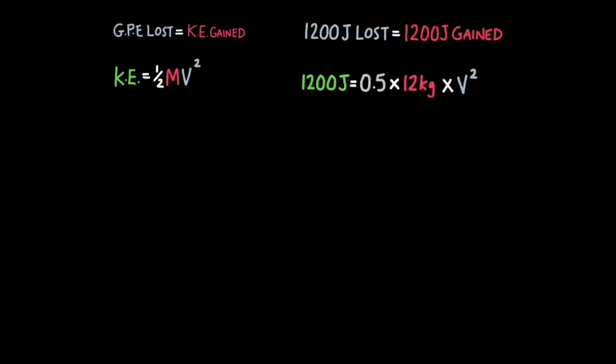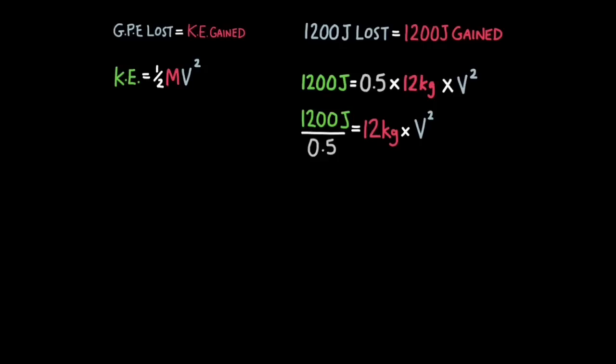We know 0.5 is the half, that's always the same. We know the mass is 12 kilograms. What we don't know and what we need to calculate is velocity. But to do that, we have to basically unpackage this equation, reverse what's been done to it. So you can see the first thing that happens is this side of the equation has been multiplied by 0.5. To get rid of this, we have to basically divide this side by 0.5. But it's an equation, so we have to divide both sides by 0.5.